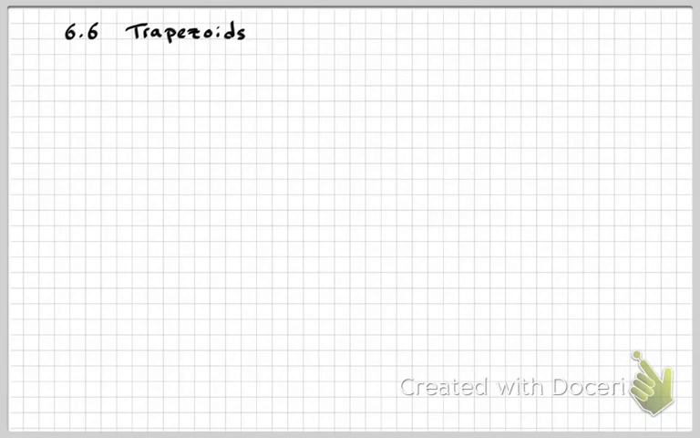What is up, everybody? All right, this is 6.6 part 1. We're going to only talk about trapezoids today. Okay, so we're moving away from that parallelogram family, getting into a different subcategory of quadrilateral.